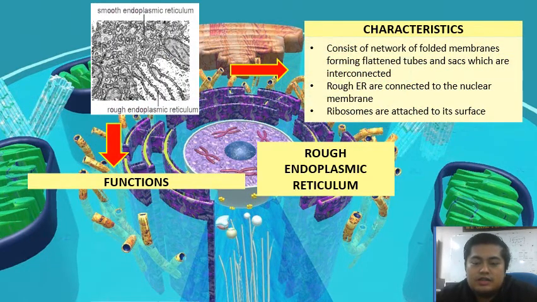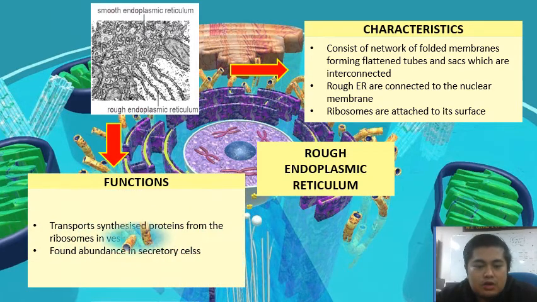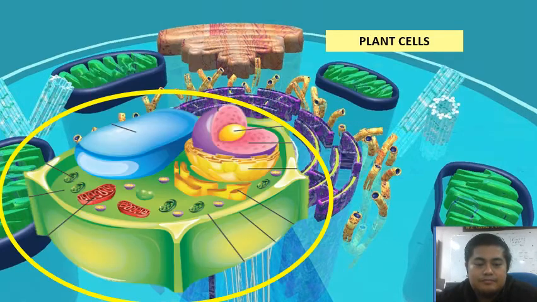So just like the smooth ER, it consists of folded membrane forming flattened tubes and sacs which are interconnected. So the rough ER is connected to the nuclear membrane and the ribosomes are attached on the surface. So it transports synthesized protein from the ribosome in the form of vesicles. They are found abundantly in the secretory cells.